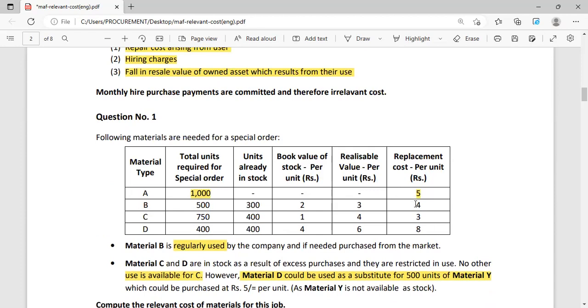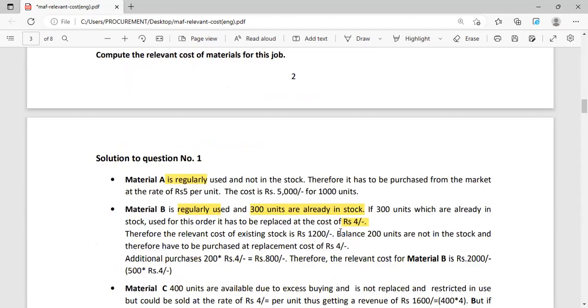They have 300 already in stock. So what we just need to do is 500 times 4. Even though they're going to use the 300 in the store, because it is regularly used, they will still need to repurchase it so that they will have that particular level of stock. So we have 500 times 4, and what will that give us? Therefore, the relevant cost of existing stock is 1,200.